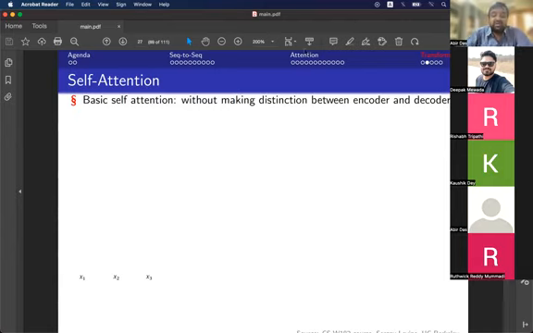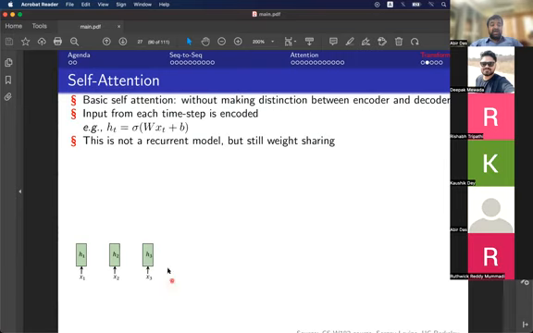Let me get this annotation tool. Yeah. So this is the basic self-attention without making a distinction between encoder and decoder. At this point, don't think about whether it is an encoder or decoder; it is equally applicable to both. Let us see. We have these inputs x1, x2, x3, one from each time step. It can be just the source sentence at this point. Just think about a language model.